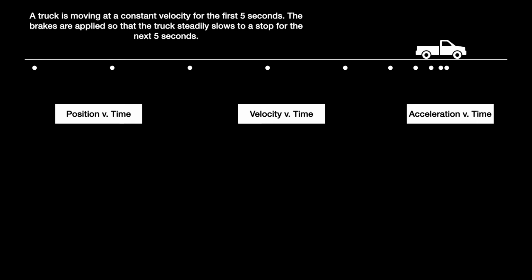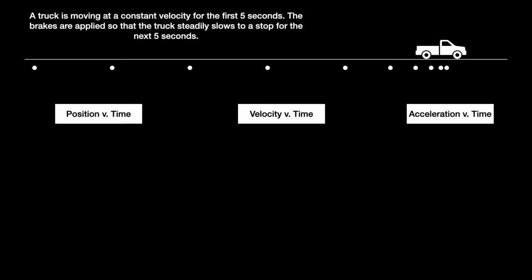Okay, so let's look at this example here. A truck is moving at constant velocity for the first 5 seconds. The brakes are applied so that the truck steadily slows to a stop for the next 5 seconds. What we want to do is construct the position versus time, the velocity versus time, and the acceleration versus time graphs. So if you want to try this on your own, draw three different coordinate systems and see if you can graph what the position versus time, velocity versus time, and acceleration versus time graphs look like.